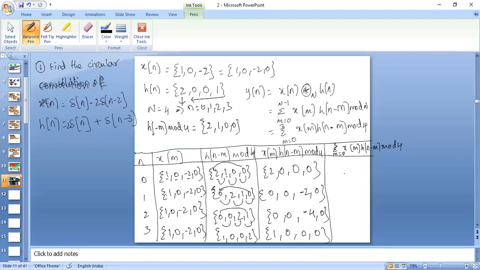Right? Next, add all the samples of the resultant: 2, minus 2, minus 4, 1. So y of n here is equal to 2, minus 2, minus 4, 1. So let us try to plot them: 2, minus 2, minus 4, 1.